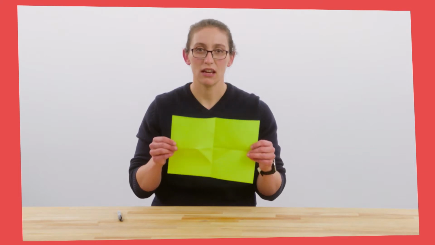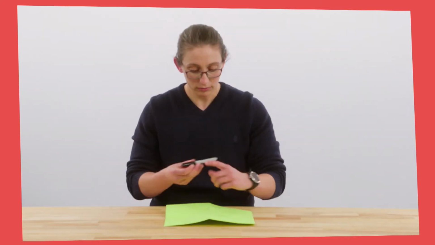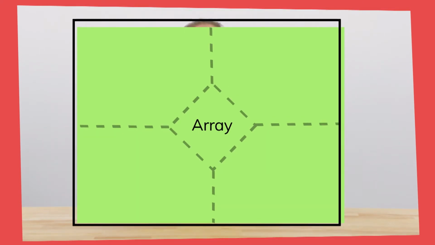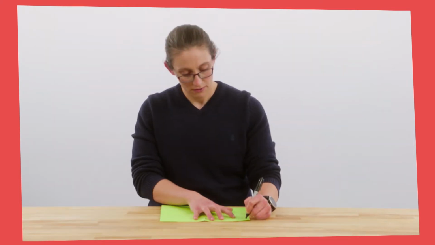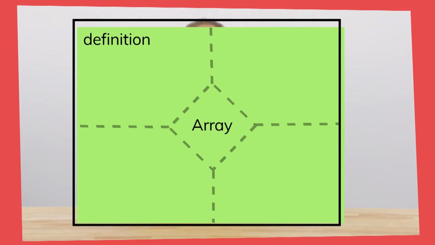Okay, great. We are going to write array in the center diamond because this is the word we need to understand more about. Then, in the upper left rectangle, we're going to define this term. So let's write the word definition here. In the upper right triangle, we're going to provide an example of arrays. So let's write example here.